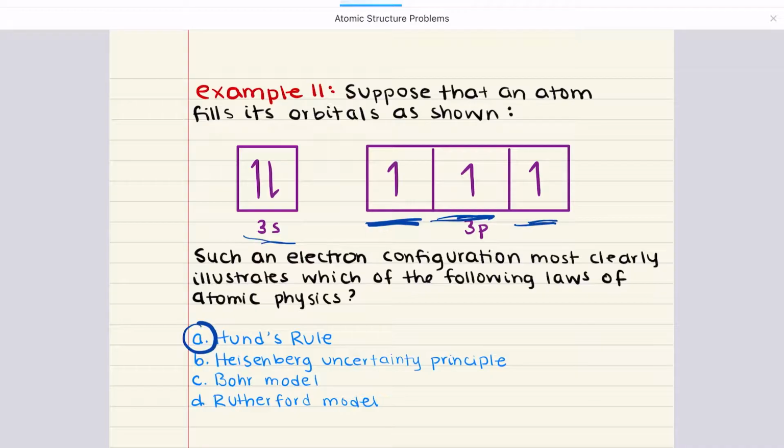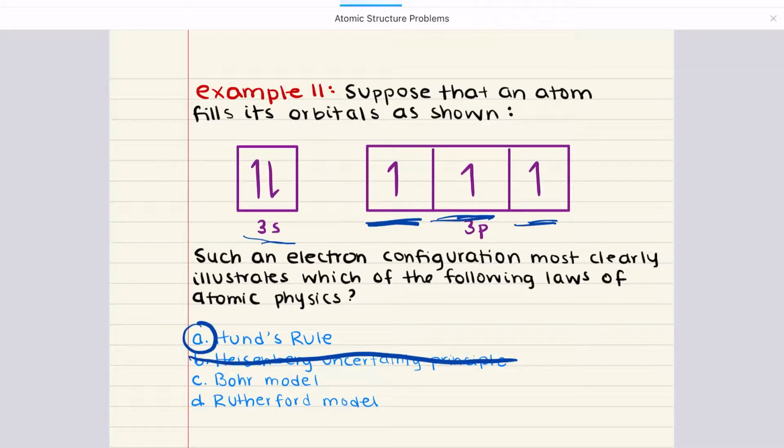Now, B says Heisenberg's uncertainty principle. Remember that this principle just states that it's impossible to simultaneously know both the exact position and the exact momentum of an electron. So it deals with the inherent uncertainties in quantum measurements, not the arrangement of electrons in orbitals. So B is not the correct answer.